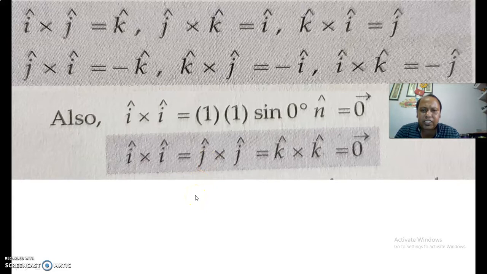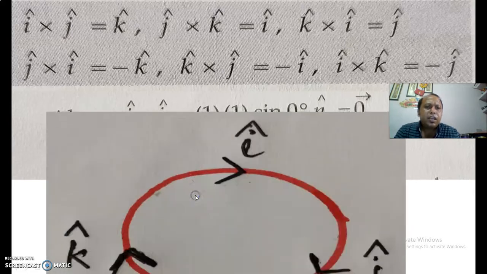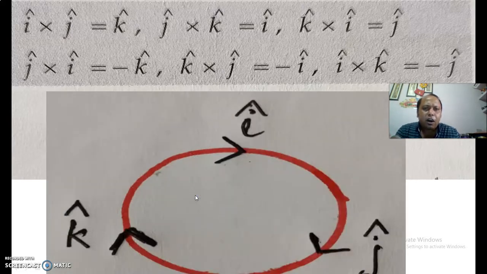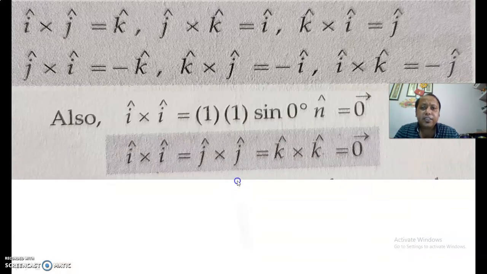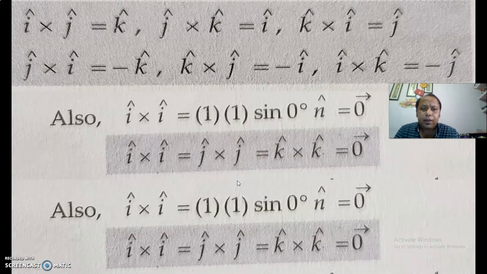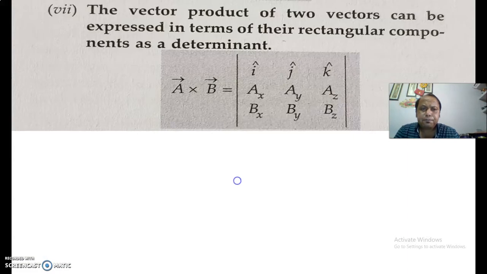But when we consider i cap cross i cap or j cap cross j cap or k cap cross k cap, all of them will give the null vector or the 0 vector. Always remember one thing, for this formula i cap cross j cap is equal to k cap, we have to move in the cyclic order in the clockwise direction where we get all the positive values. And when we move in the opposite direction, it gives us the negative values. Okay, so I hope this is clear to you.